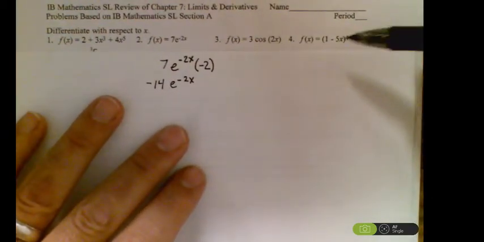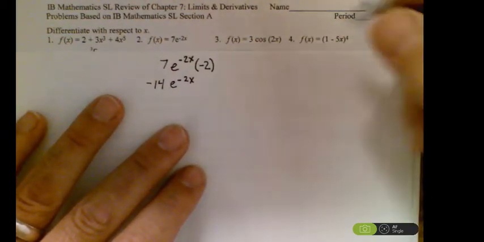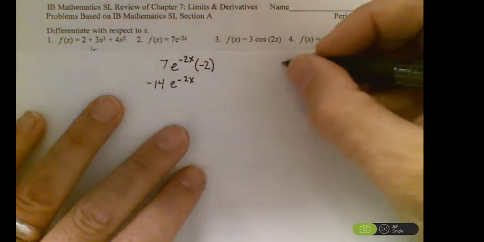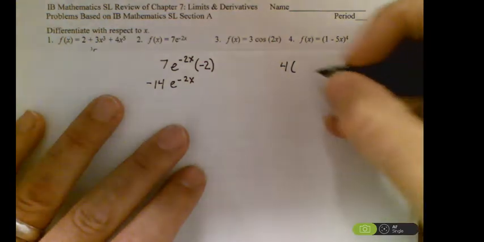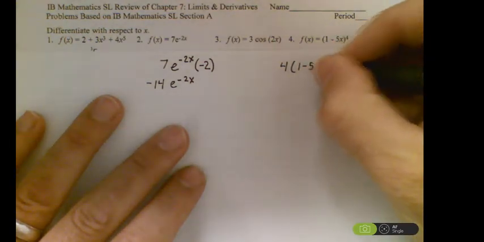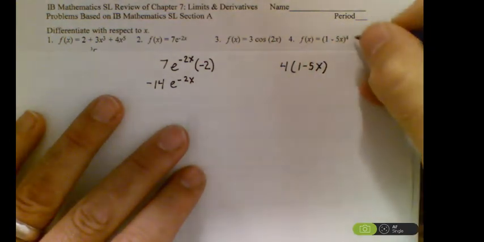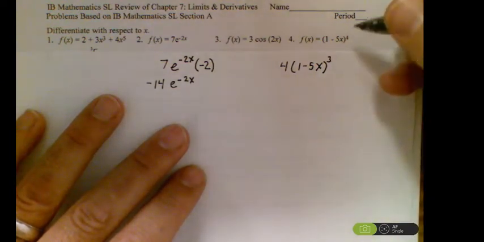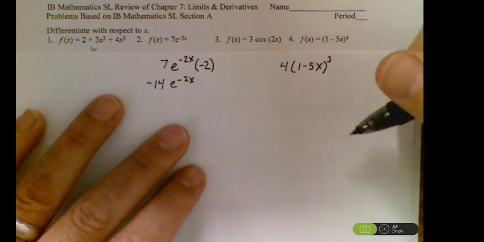So moving on here to number 4. Again, you have just another use of the chain rule. So with this, basic power rule first, we would multiply the 4 to the front. So 1 minus 5x. Subtract 1 from the exponent. And that would put you here. But again, this is chain rule, so there's one extra step. If you stopped here, you'd get it wrong.